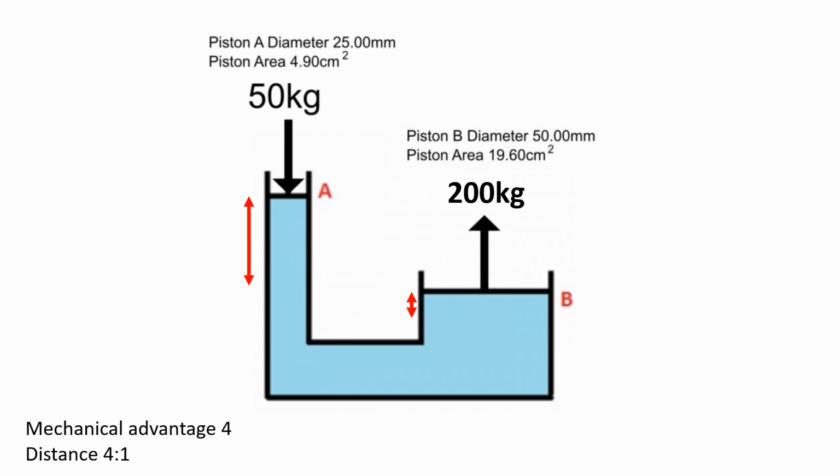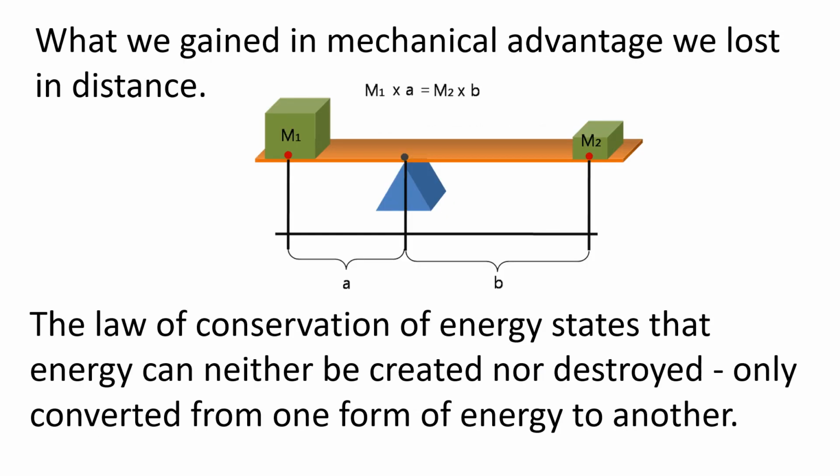And again, there's no free lunch in physics. That mechanical advantage came at a cost. Yes, it was the distance. The larger piston only moved a quarter of the distance the smaller piston moved. Mechanical advantage can be clearly visualized using the old classic lever diagram. The lifting ability increases, but the distance decreases.